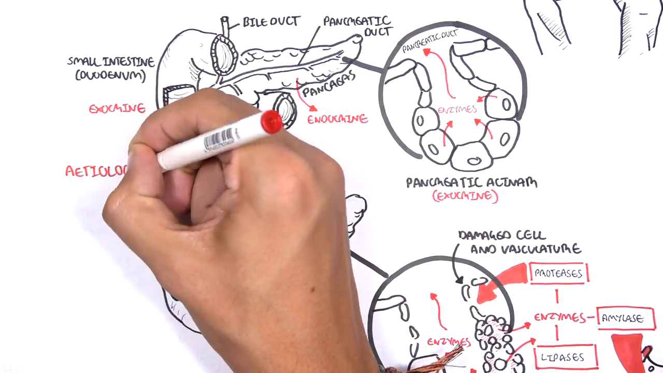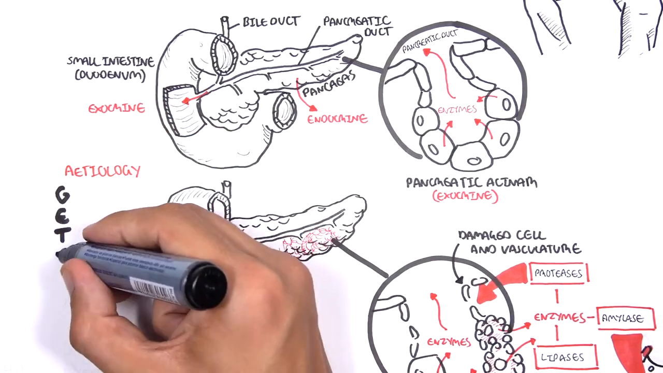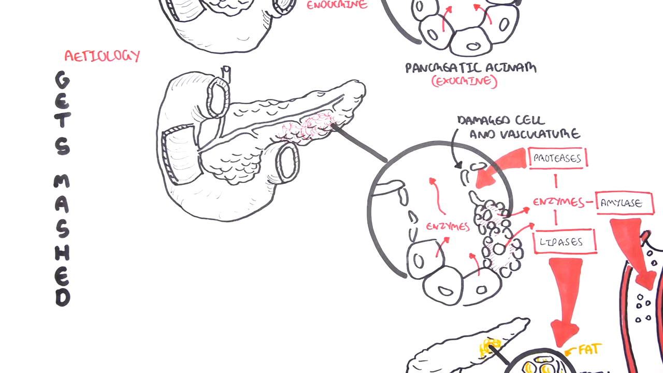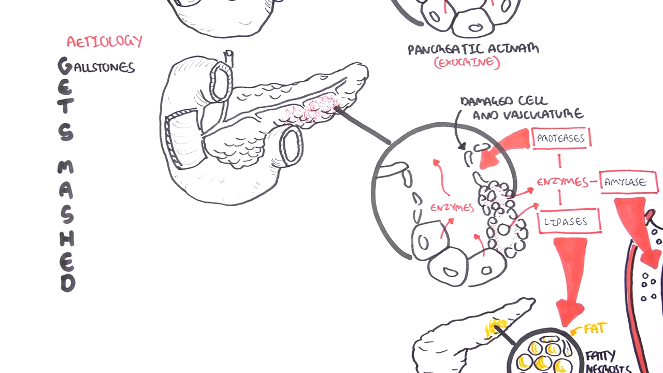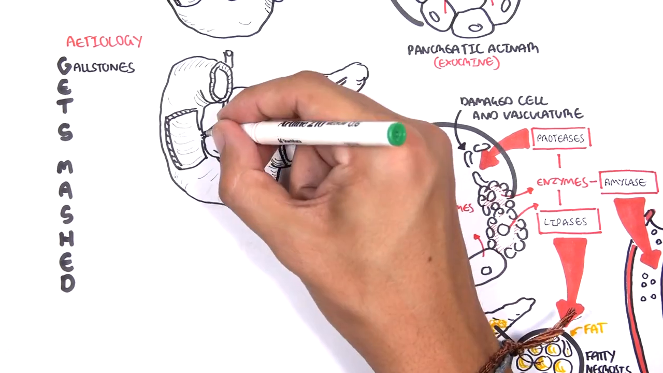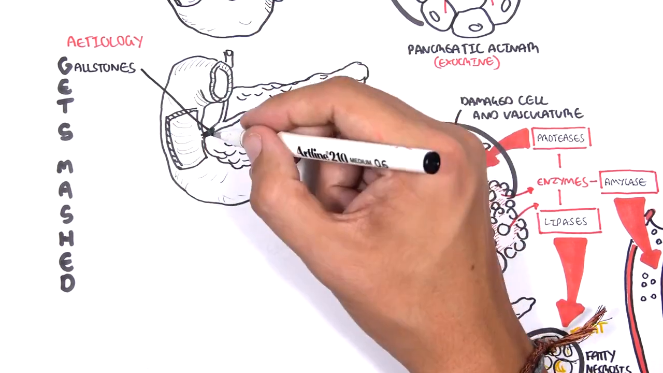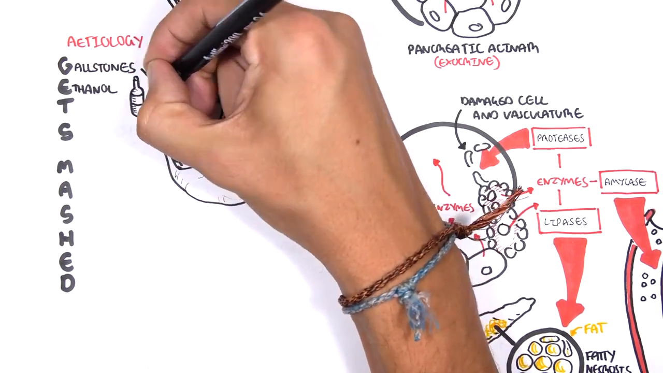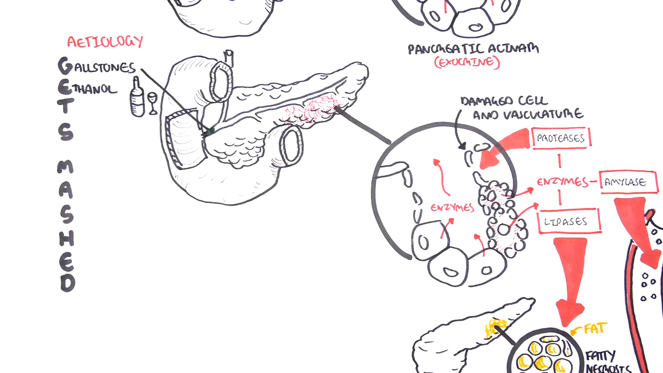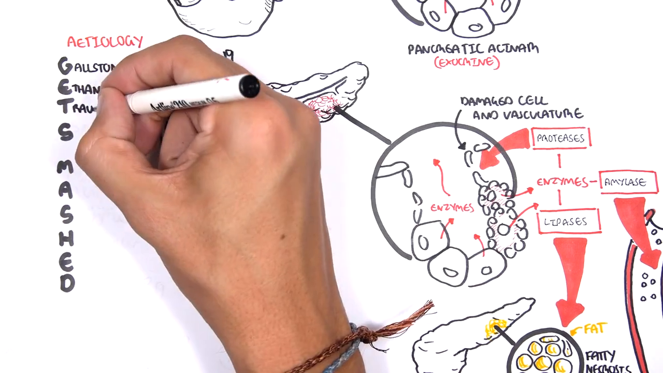The etiology of acute pancreatitis, the cause of pancreatic inflammation mediated by enzyme autodigestion, can be remembered by a useful acronym, GET SMASHED. G stands for gallstones, which can plug the ampulla of Vater, resulting in backflow of bile and pancreatic juices into the pancreas. E is for ethanol. Gallstones and ethanol are the two most common causes of acute pancreatitis.